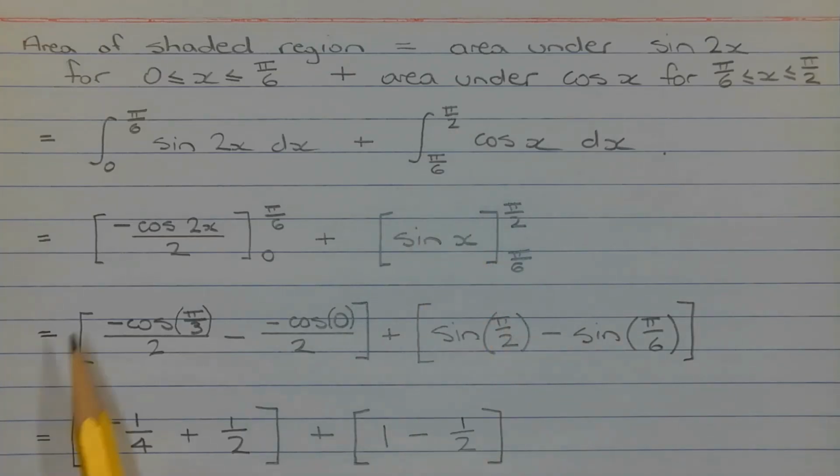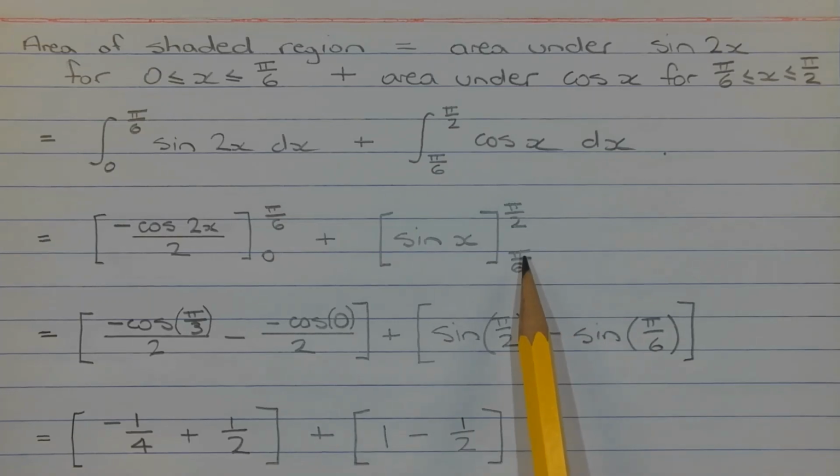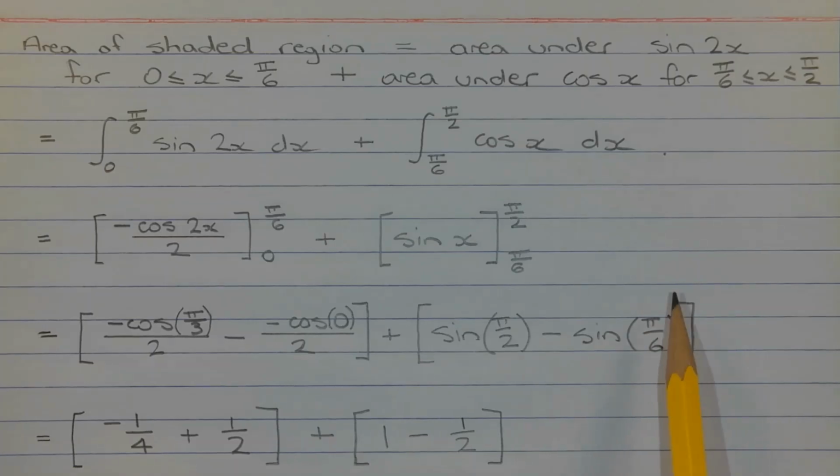Performing the integration, we get negative cos 2x over 2 from x equals 0 to x equals pi over 6, plus sine x from x equals pi over 6 to x equals pi over 2. Applying the limits of integration, we get (negative cos of pi over 3 all over 2 minus negative cos 0 over 2), plus (sine pi over 2 minus sine pi over 6).